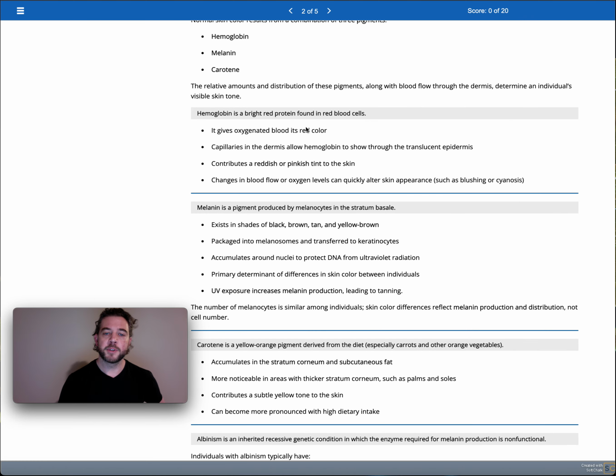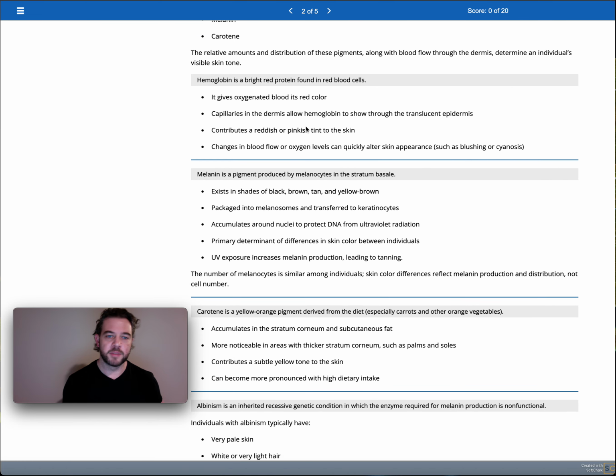Okay, so hemoglobin, a bright red protein found in red blood cells, gives oxygenated blood its bright red color because it's holding oxygen. Hemoglobin, that's what it does. So it gives a reddish or pinkish tint to the skin. I tend to have very reddish pink skin. This lighting is really highlighting it, but you can see I have this pinkish hue to my skin. I also have this here. These are broken capillaries. This isn't natural skin pigmentation. But I tend to have a very pinkish reddish flush to my skin.